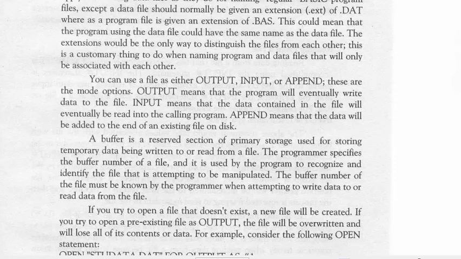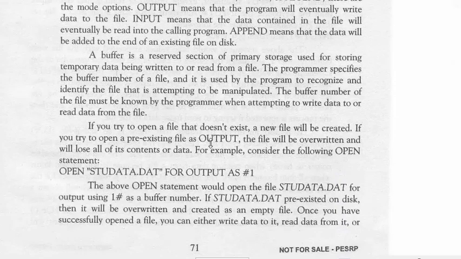If you try to open a file that doesn't exist, a new file will be created. If you try to open a pre-existing file as output, the file will be overwritten and will lose all its contents or data. For example, consider the following open statement: open stdata.dat for output as #1. The above open statement opens the file stdata.dat for output using #1 as a buffer number. If stdata.dat pre-existed on disk, then it will be overwritten and created as an empty file.